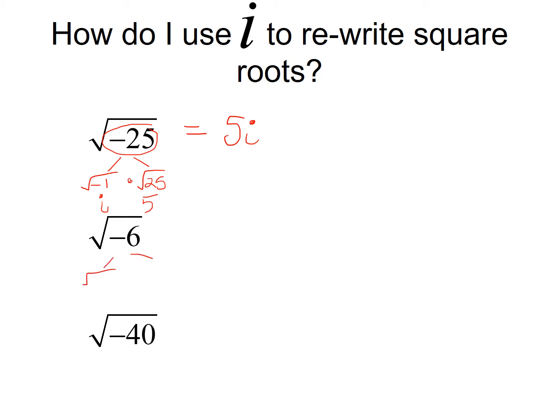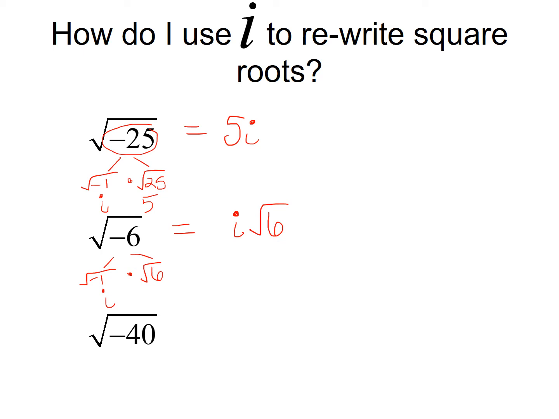So we can break this into the square root of negative 1 times the square root of 6. We know the square root of negative 1 is I. Thank you, Descartes. The square root of 6 cannot be broken down because 6 is not a perfect square, and 6 doesn't have any factors that are perfect squares, so that's going to stay as it is. So how we write these is we put the I first and then the square root.